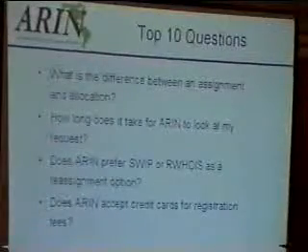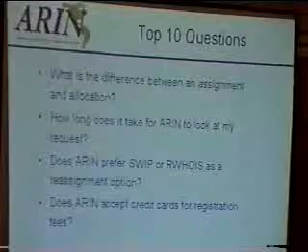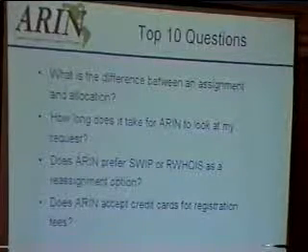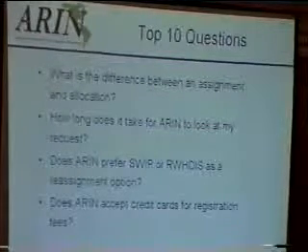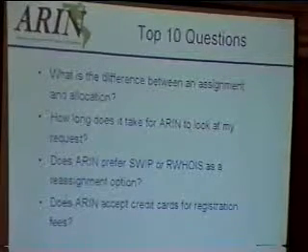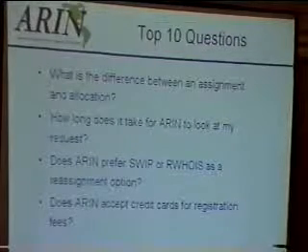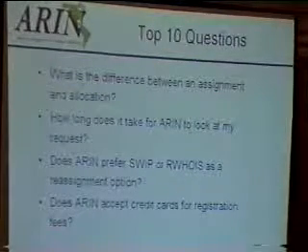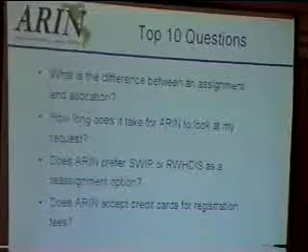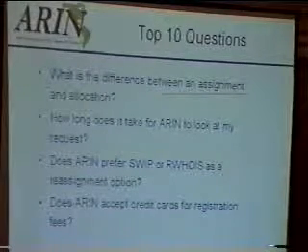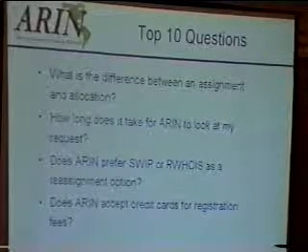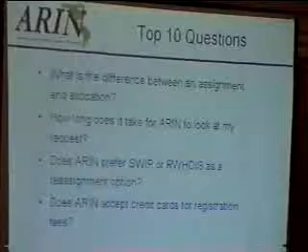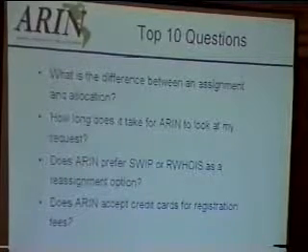And the last 4 questions that we receive on a regular basis: what is the difference between an assignment and an allocation? Well, in registry terms, an allocation is address space that is issued to an organization that will provide services with that address space, that will further assign or allocate it down to their downstream customers. An assignment is address space that is issued to an entity that is using it only for their own network. They're not using it to provide services to someone or anything like that. That's the difference between an allocation and an assignment.